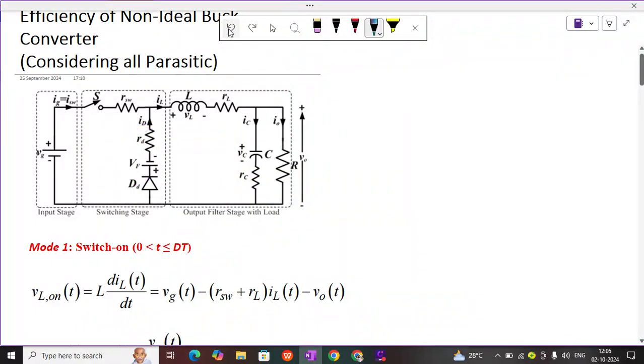Now if I apply a simple KVL here, I can write down my inductor voltage expression. VL on of t, that is when the switch is on, is equal to L dIL by dt. The expression is Vg minus these two resistance drops, and the current flowing through them is the same at this time, Ig and IL both are same, so I write IL, minus my V naught. V naught and this particular drop are the same. But I will not say that V naught equals Vc, because RC is involved now, and if RC is there I cannot directly say that. Now this is my expression when the switch is on.